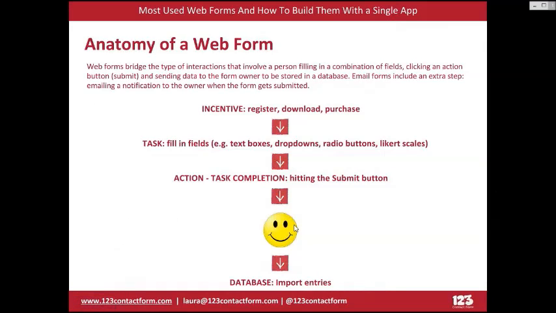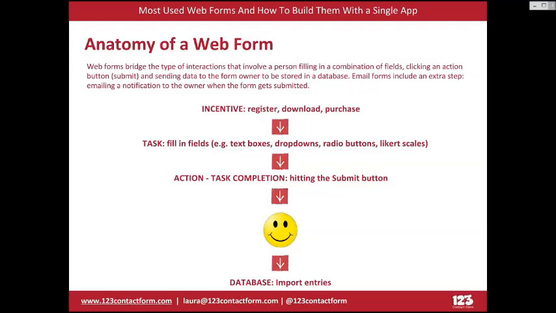Now, the anatomy of a web form involves a type of interaction where a person fills in a combination of fields, then clicks an action button, namely the submit button, and sends the data along to the form owner. The data gets stored in a database, and if we talk about email forms, there is an additional step, where the form owner gets an email with the message that was submitted by the visitor.